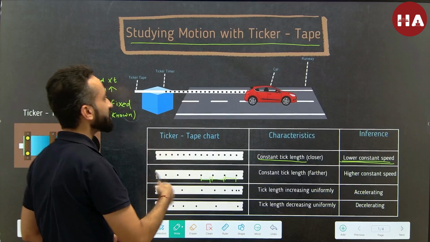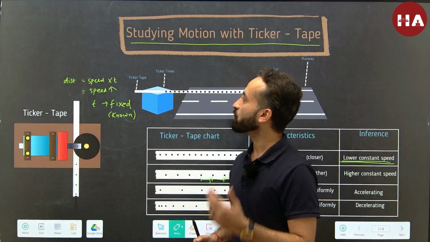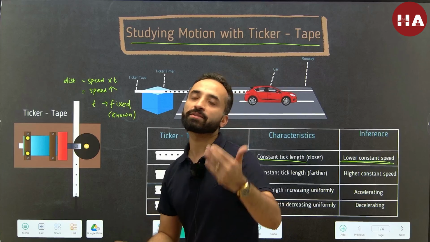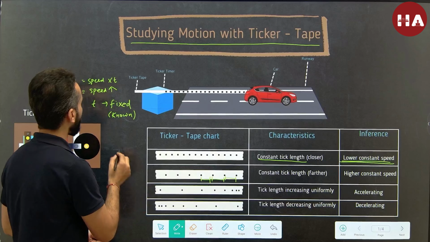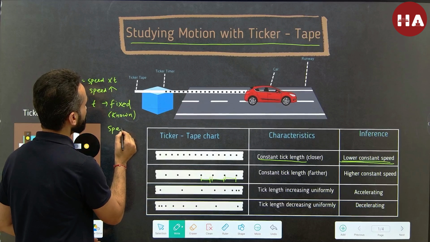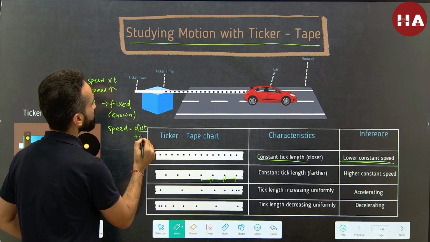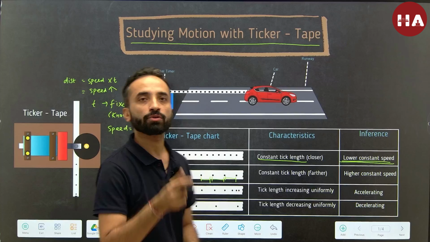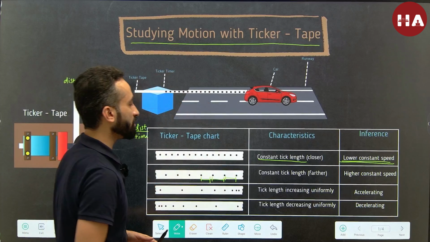So if the distance is known and the time is known, then you can obviously also calculate the value of speed. How? Speed is equal to distance divided by time. So you've measured the distance, you know the time, you divide the two and you get the speed.